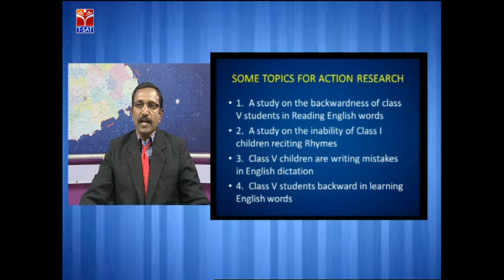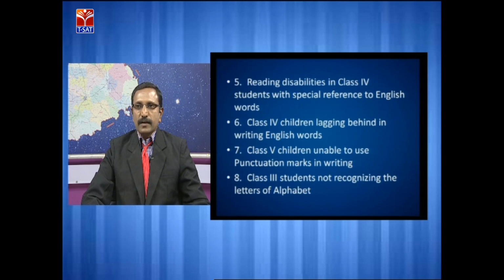Third, class 5 children are writing mistakes in English dictation. Fourth, class 5 students backward in learning English words. Fifth topic, reading disabilities in class 4 students with special reference to English words. 6, class 4 children lagging behind in writing English words. 7, class 5 children unable to use punctuation marks in writing. 8, class 3 students not recognizing the letters of alphabet.